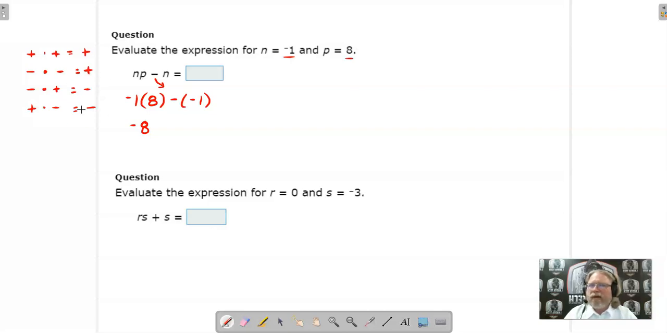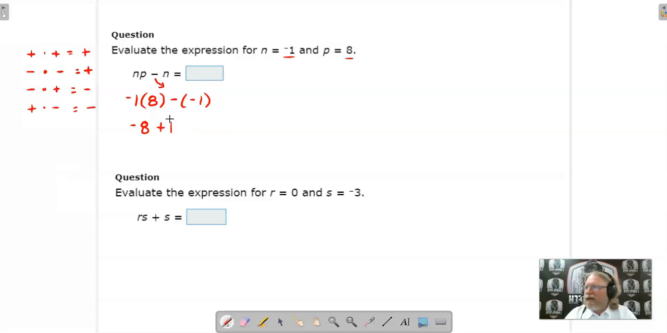So a little bit of a quick refresher there on that. So 1 times 8 is 8, and it is a negative times a positive, so that's going to be negative. Now I have this minus negative 1. Well, minus means take away, but we can also read it as the opposite of. So minus a minus is the same as plus a positive.